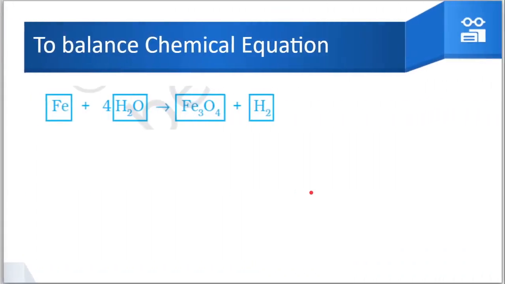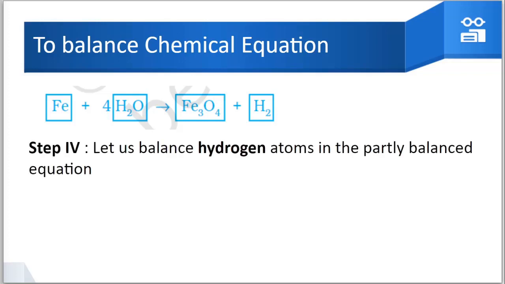Now move ahead with step number 4. Iron and hydrogen atoms are still not balanced. Here in this equation you can see the oxygen is balanced, but the iron and the hydrogen are not balanced. Now pick any of these elements to proceed further. Let us balance hydrogen atoms in the partly balanced equation. So we'll take hydrogen. To equalize the number of hydrogen atoms, make the number of molecules of hydrogen 4 on the right hand side.